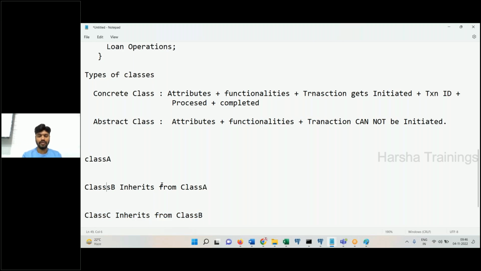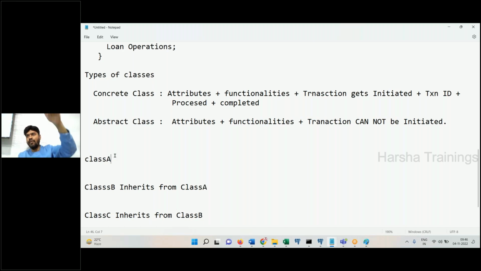Now, just listen to me. Class B can access the functionalities of class A. Class C can access the functionalities of class B. Here, class C is said to be a grandchild. A grandchild can access the functionalities of its parent as well as the parent of the parent. Understand everyone? This point additionally you have to remember. See, a grandson can access the property from father as well as grandfather, father's father.